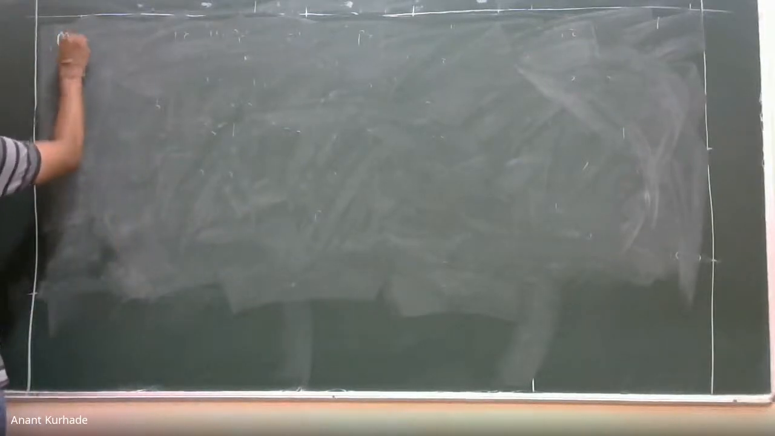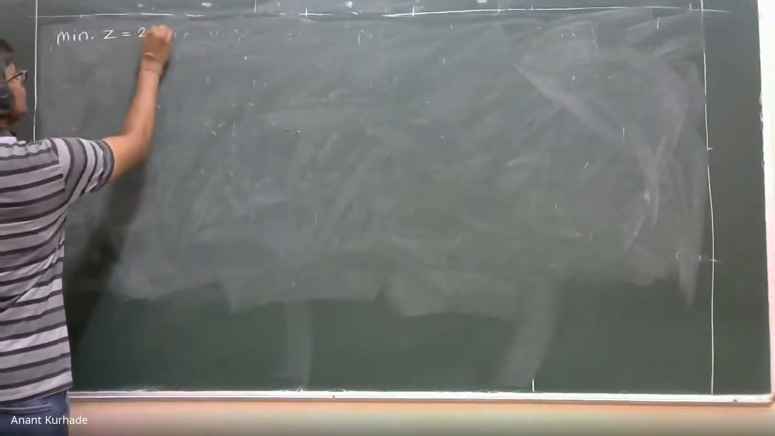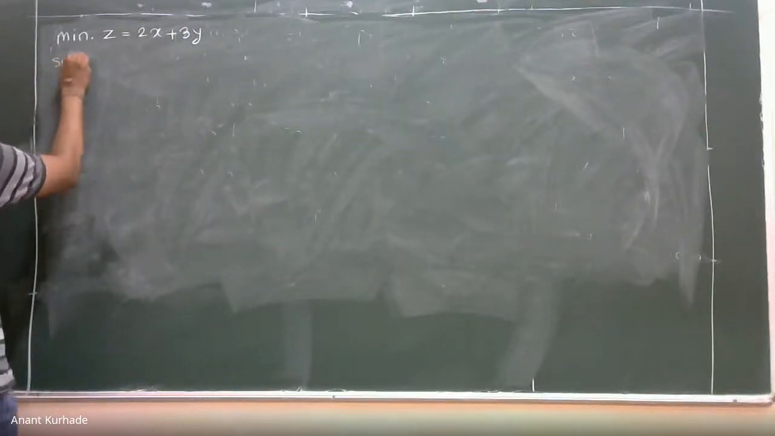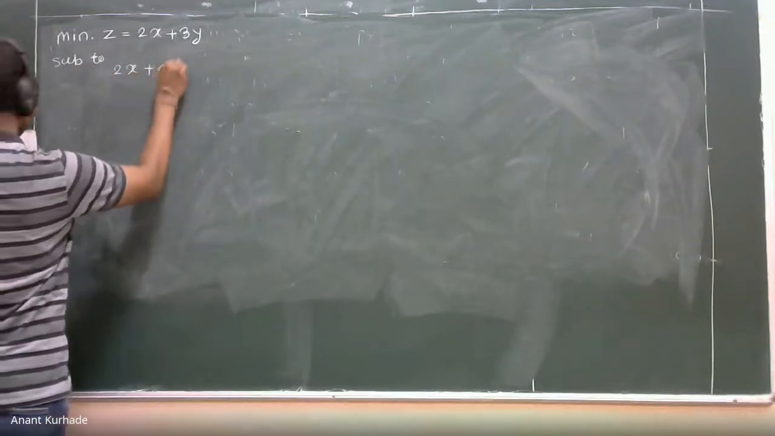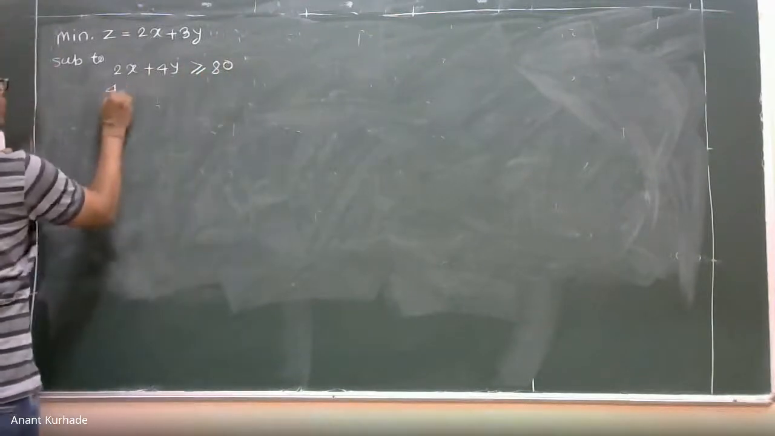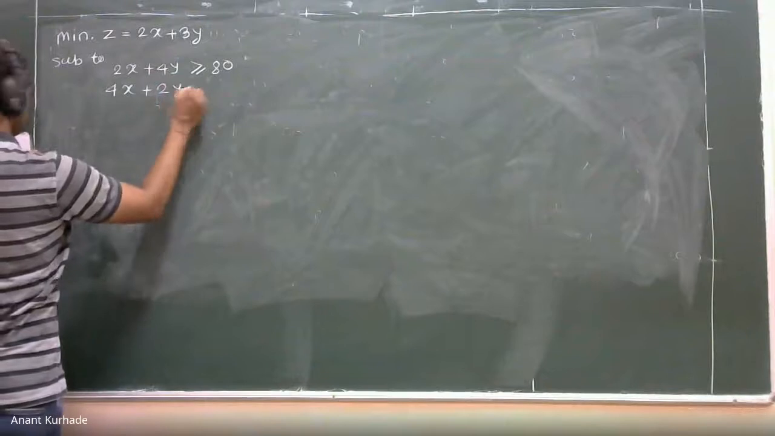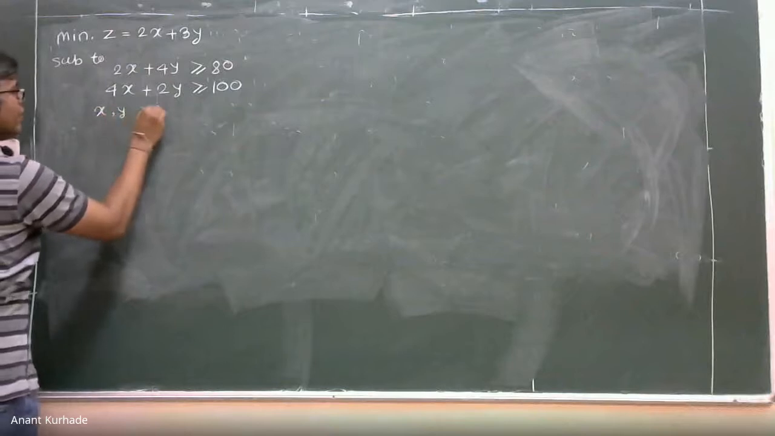Now, this problem is with minimization. In the last one we saw maximization. Minimize z is equal to 2x plus 3y, subjected to 2x plus 4y is greater than or equal to 80, and 4x plus 2y is greater than or equal to 100. And x and y are always greater than or equal to 0.